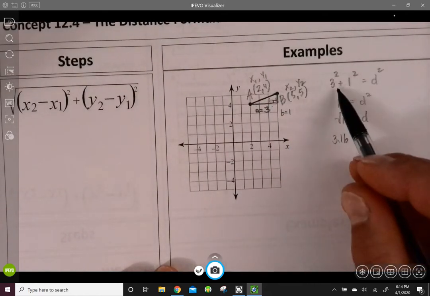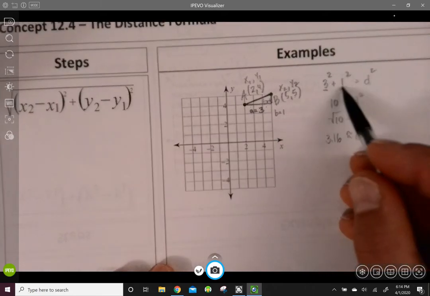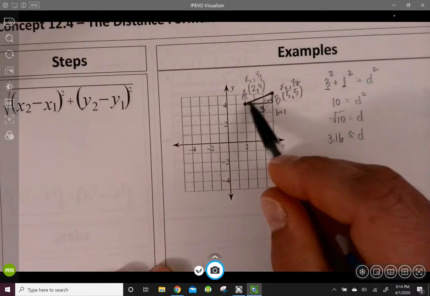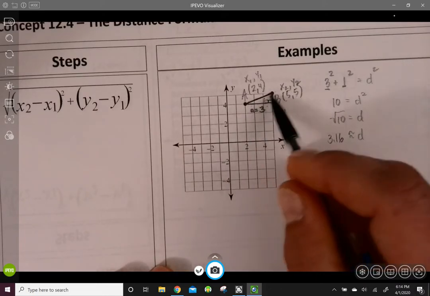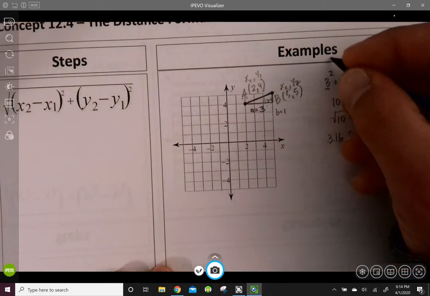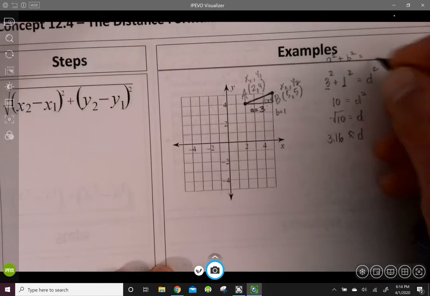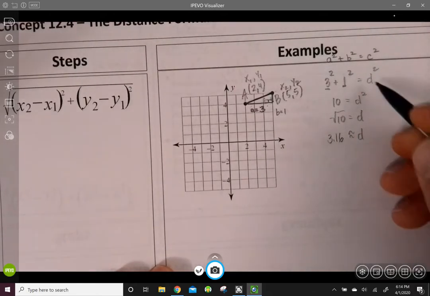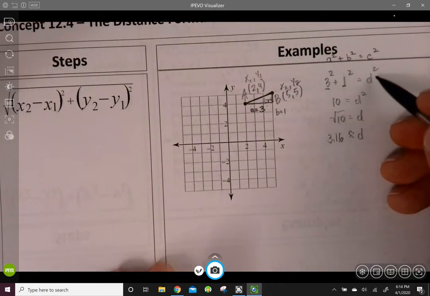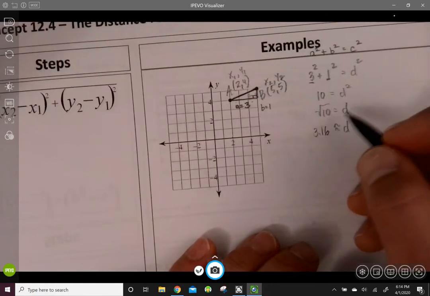Okay, so what I did was I took A, and I squared it, and I took B, and I squared it, and that should equal this right here, the distance, or C. Right, A squared plus B squared equals C squared. Okay, it's called D squared here because we're working with the distance formula. We're just trying to connect these concepts.